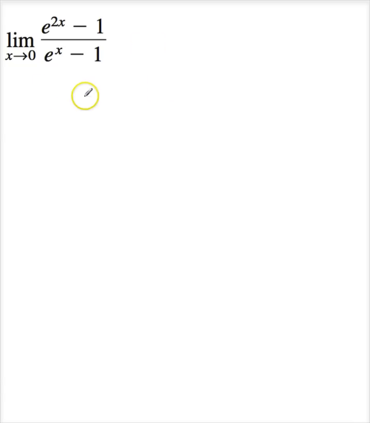Now let's look at this one right here. e to the 2x minus 1 divided by e to the x minus 1 as x goes to 0. So this becomes 1 minus 1 divided by 1 minus 1. Obviously, this is indeterminate. So let's see, what can we do? I see this is actually kind of a square. It really is. Doesn't look like it.